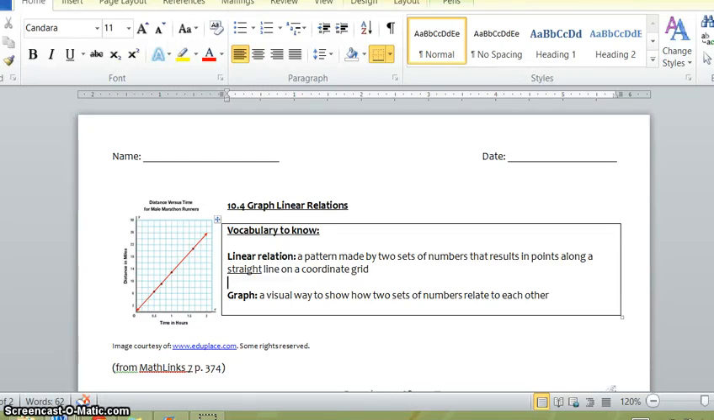Okay, recording now. This is lesson 10.4 on graphing linear relations.